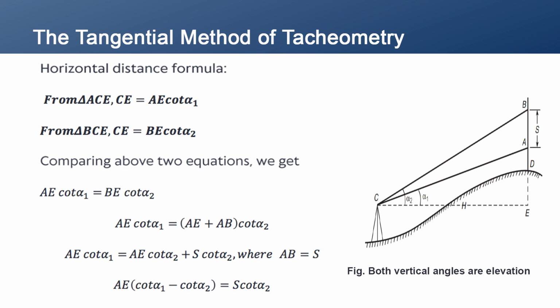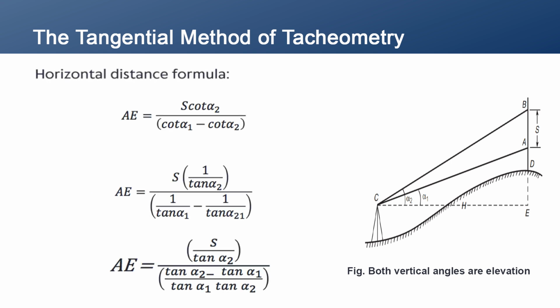Here, AB is equal to S. So, we can write AE cot alpha 1 is equal to AE cot alpha 2 plus S cot alpha 2. Now, taking the AE cot alpha 2 to the left side, we get AE (cot alpha 1 minus cot alpha 2) is equal to S cot alpha 2, from which we can get AE is equal to S cot alpha 2 by (cot alpha 1 minus cot alpha 2).